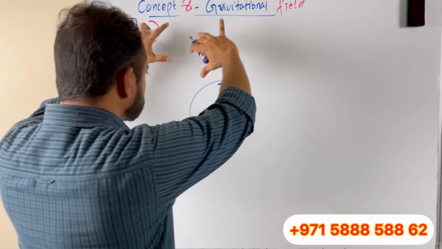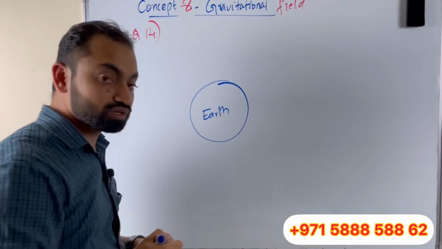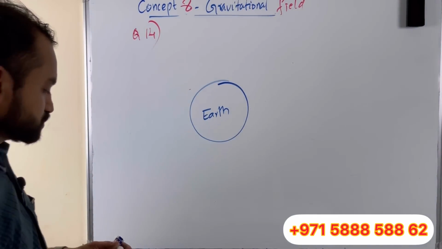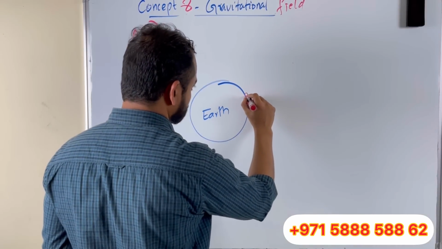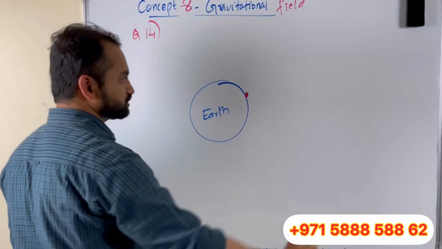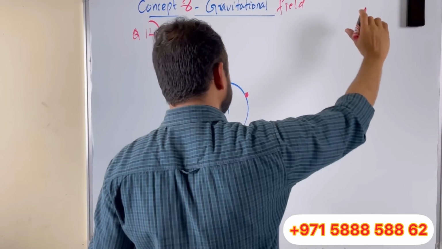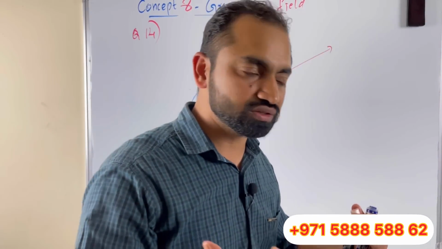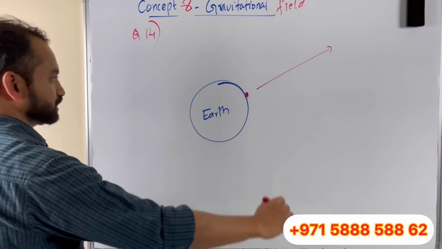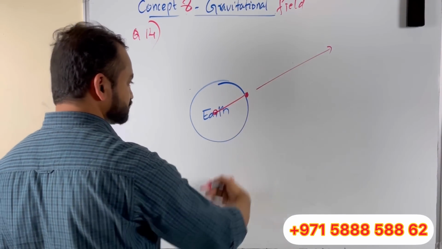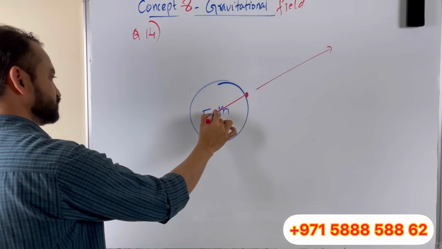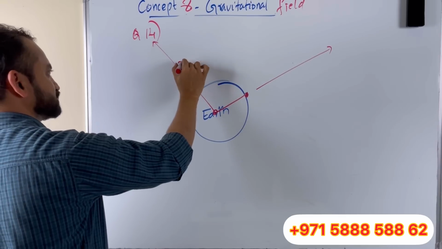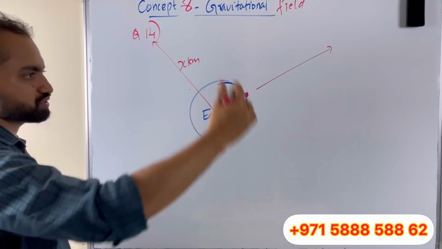So there is a gravitational field around Earth, and the gravitational field will be stronger here at the surface. If we move away from the surface, the strength of the gravitational field decreases. And if you want to calculate the gravitational field at the surface, or at a point about x kilometers away from the surface, you have the equation.